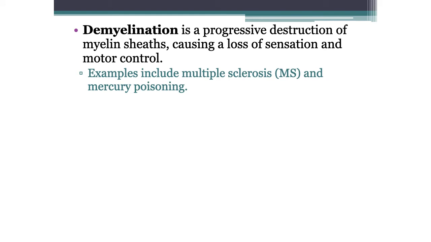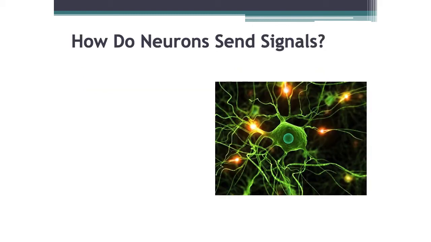Demyelination is a progressive destruction of myelin sheaths, causing loss of sensation and motor control. An example would be multiple sclerosis. Okay, MS is a loss of myelination. So what happens is the signals aren't transmitted as well.